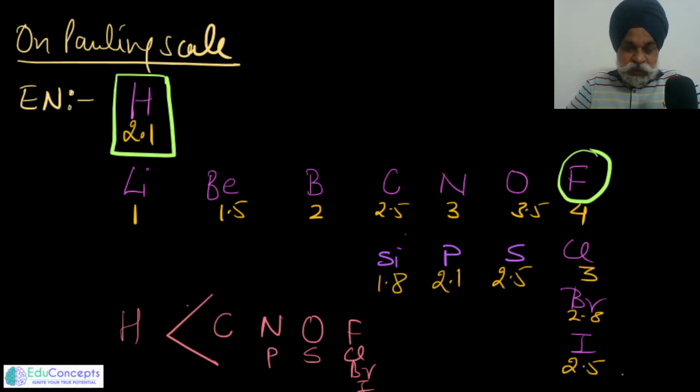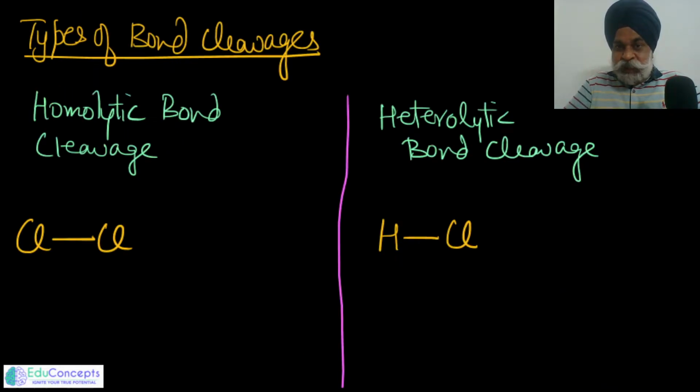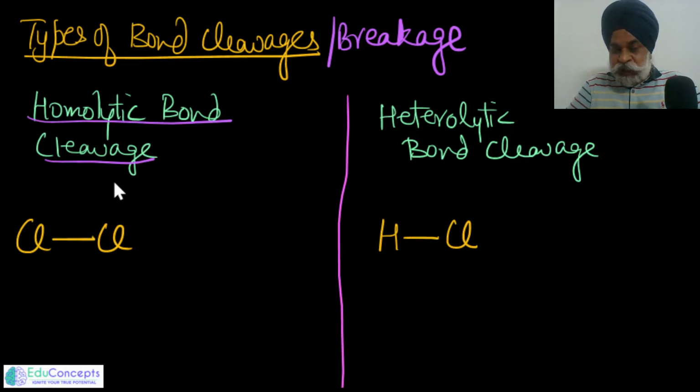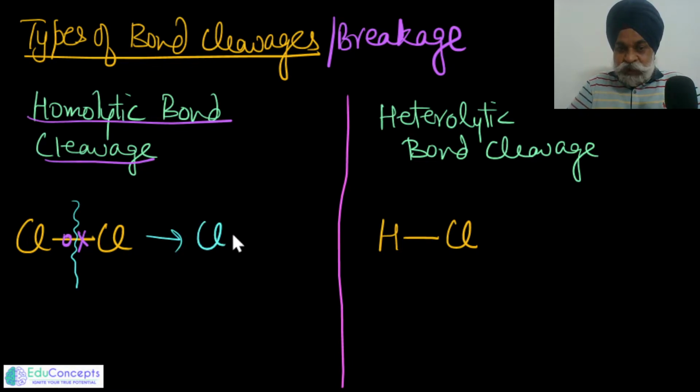Another thing before I go into the discussion in detail: there are two types of bond breakage or cleavage. When you want to break any bond, there are two ways to do it. One is homolytic bond cleavage. Homolytic bond cleavage you would find if this is a single covalent bond and I break it from the center, such that the bond breaks like this. As a consequence you would get Cl dot and Cl cross. Dot and cross I am just marking so that you could see which electron belongs to which atom.